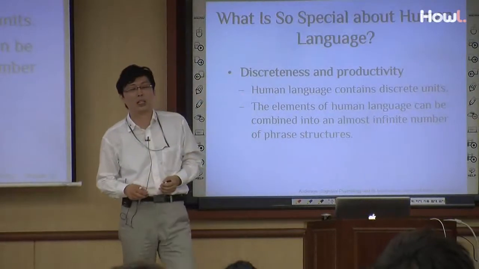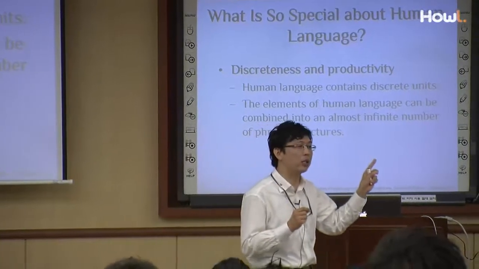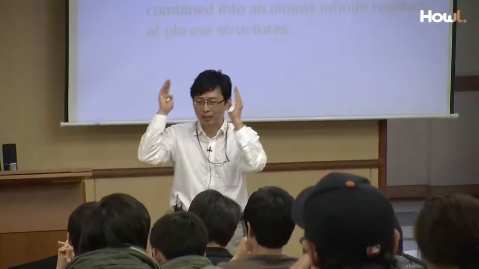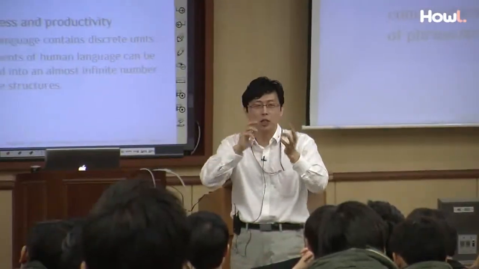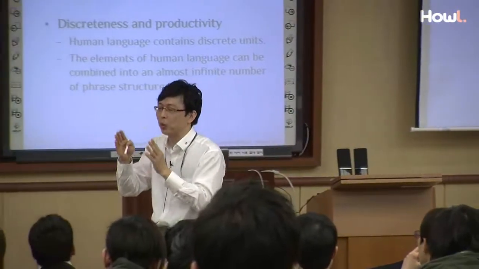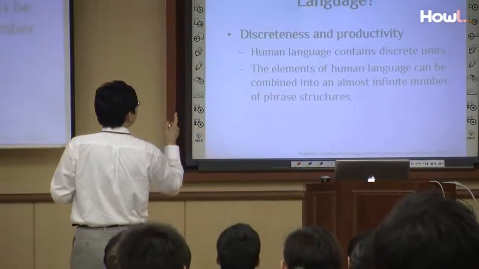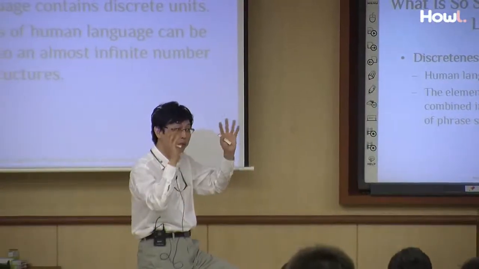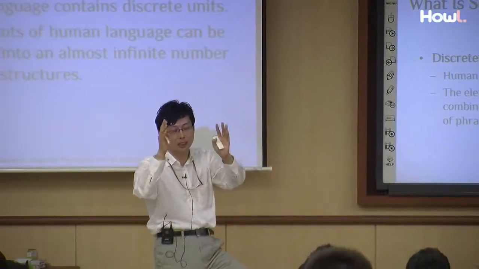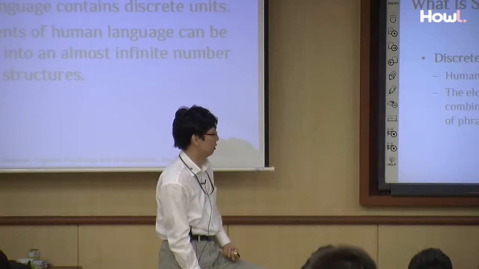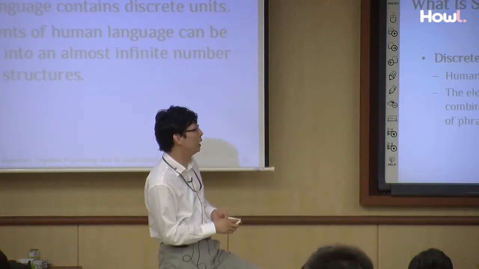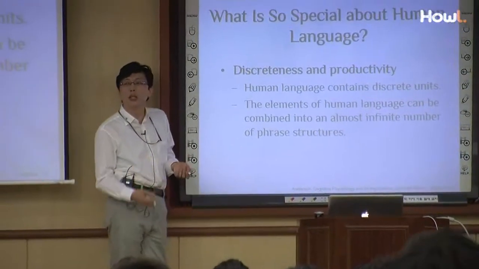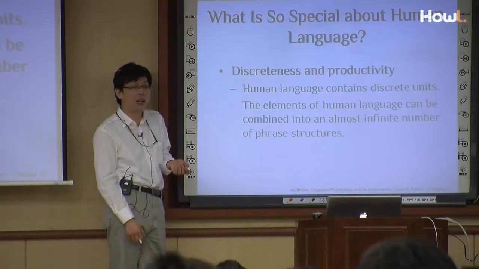This one is an important thing, discreteness. When you see phrasal structure analysis, we can discretize the sentence. We can chop it, right? Depending on how you chop it, you can swap around and play around with the chopped words to make a new sentence, right? Human language contains discrete units: subject, verb, object, noun, adjective, whole different things, so that we can discretize and then put them together to make a sentence. So the elements of human language can be combined into an almost infinite number of phrase structures. That is what makes human language distinctive from others.